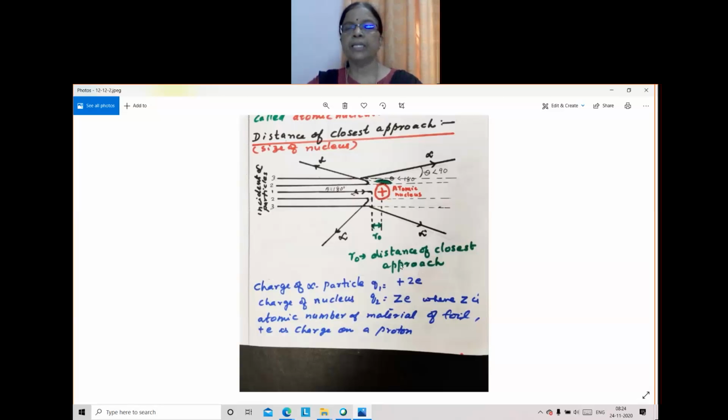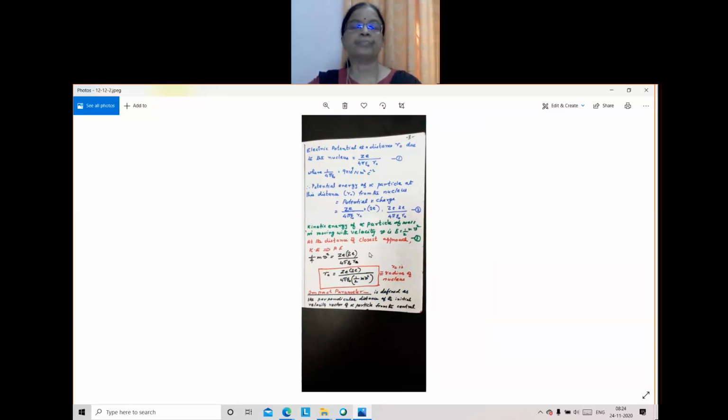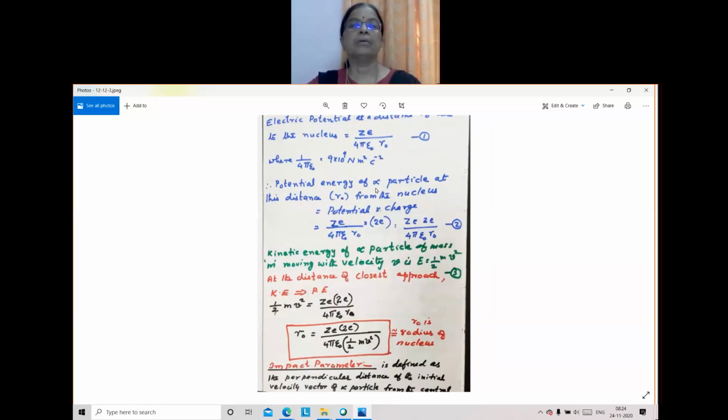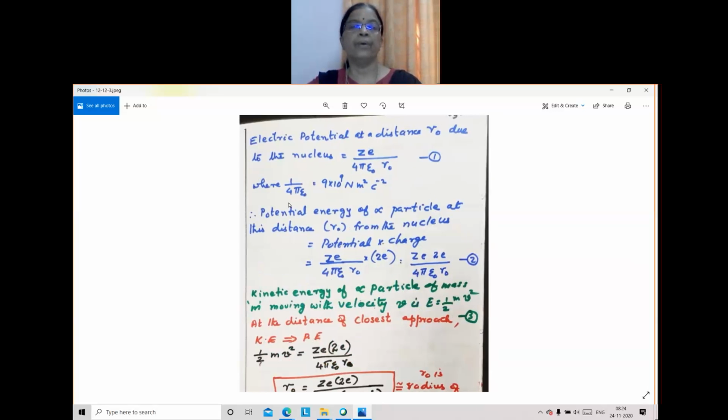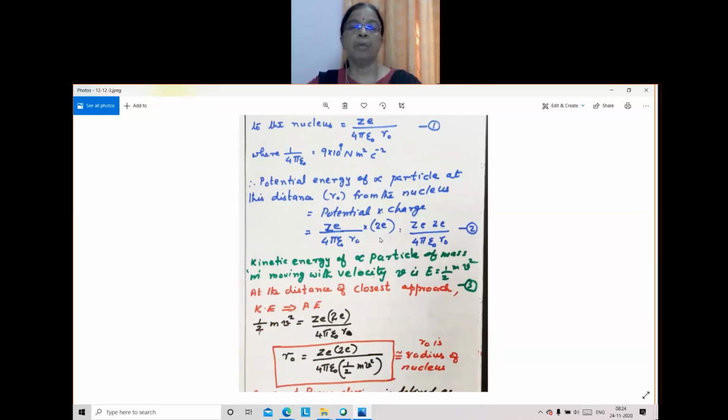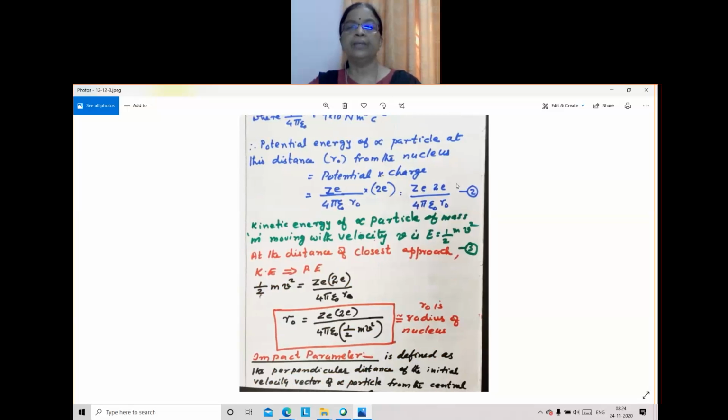So, potential energy, I will show the expression. See, electric potential at a distance R0 is 1 by 4 pi epsilon 0 Ze by R0. 1 by 4 pi epsilon 0 we know is 9 into 10 raised to 9 Newton meter square Coulomb raised to minus 2. Potential energy is Q into V. So Q here is 2e, twice the charge of the proton. So 1 by 4 pi epsilon 0 Ze by R0 into 2e gives Ze into 2e by 4 pi epsilon 0 R0.